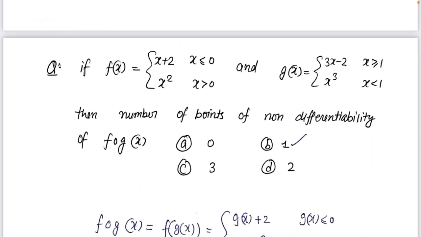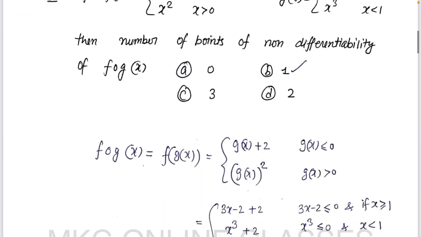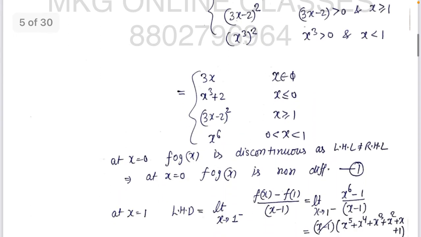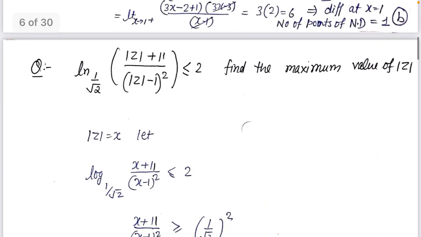Number of points of non-differentiability of f(x) is B, option 1. So this was question number 5. Let's come to question number 6.